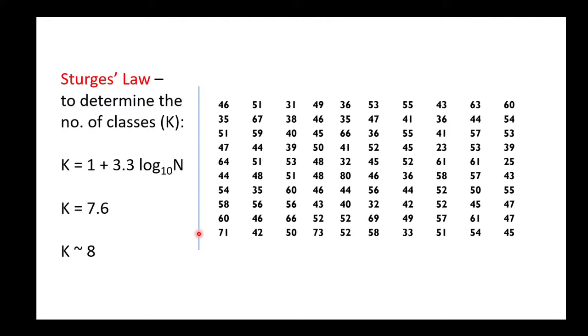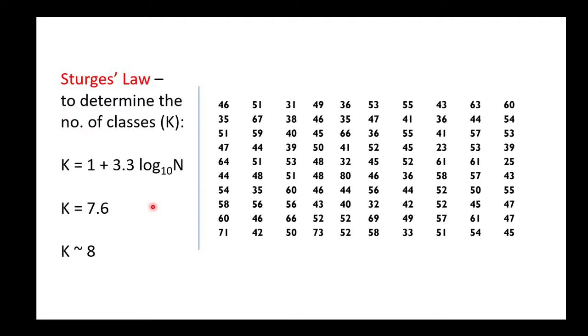So n here is the number of observations or sample size, which in this case is 100. So you can use log n; log 10 of 100 is 2. So the number of classes we will use here is 1 plus 3.3 times 2, which is 7.6. When we round it up it becomes 8. Just to note, Sturge's law has some limitation.